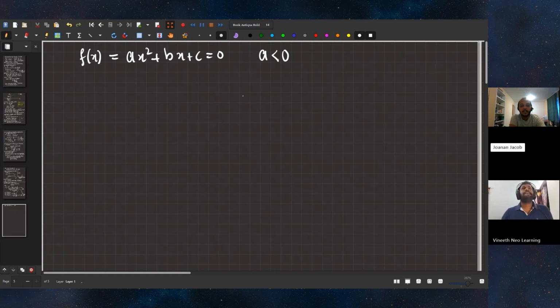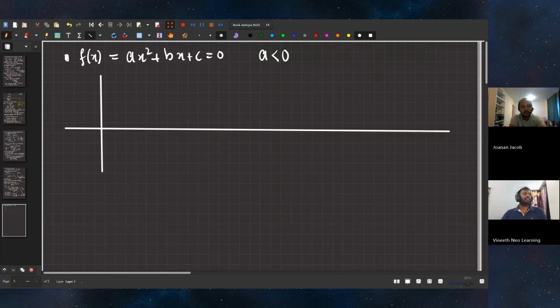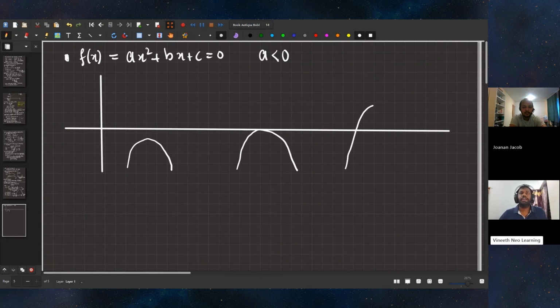When a is less than 0, you will have a parabola which is open downwards. Correct, exactly. We will have a parabola open downwards. Okay, I want this to be correct with the same pattern as our discussion. It can be this way. It can just touch the axis at a single point, and it can be like this.